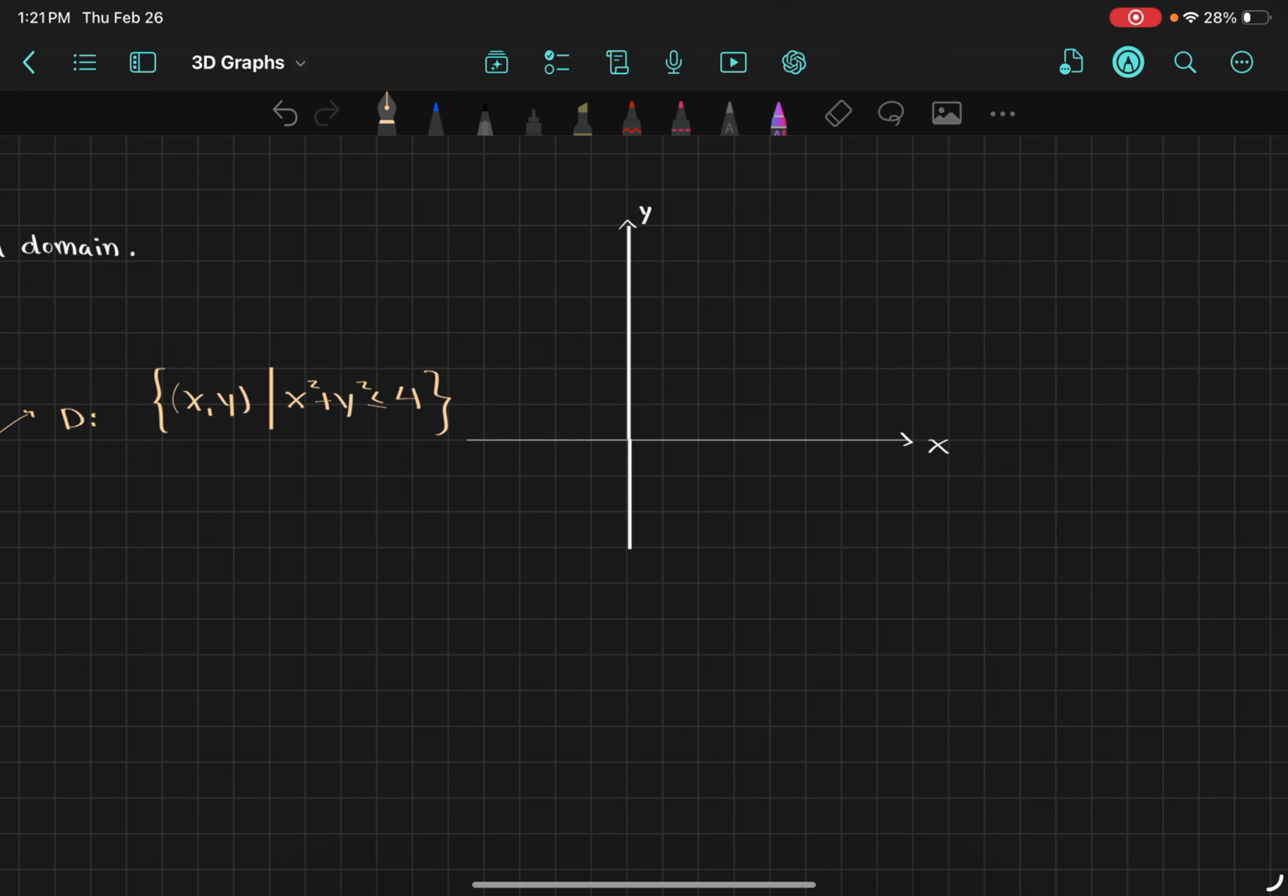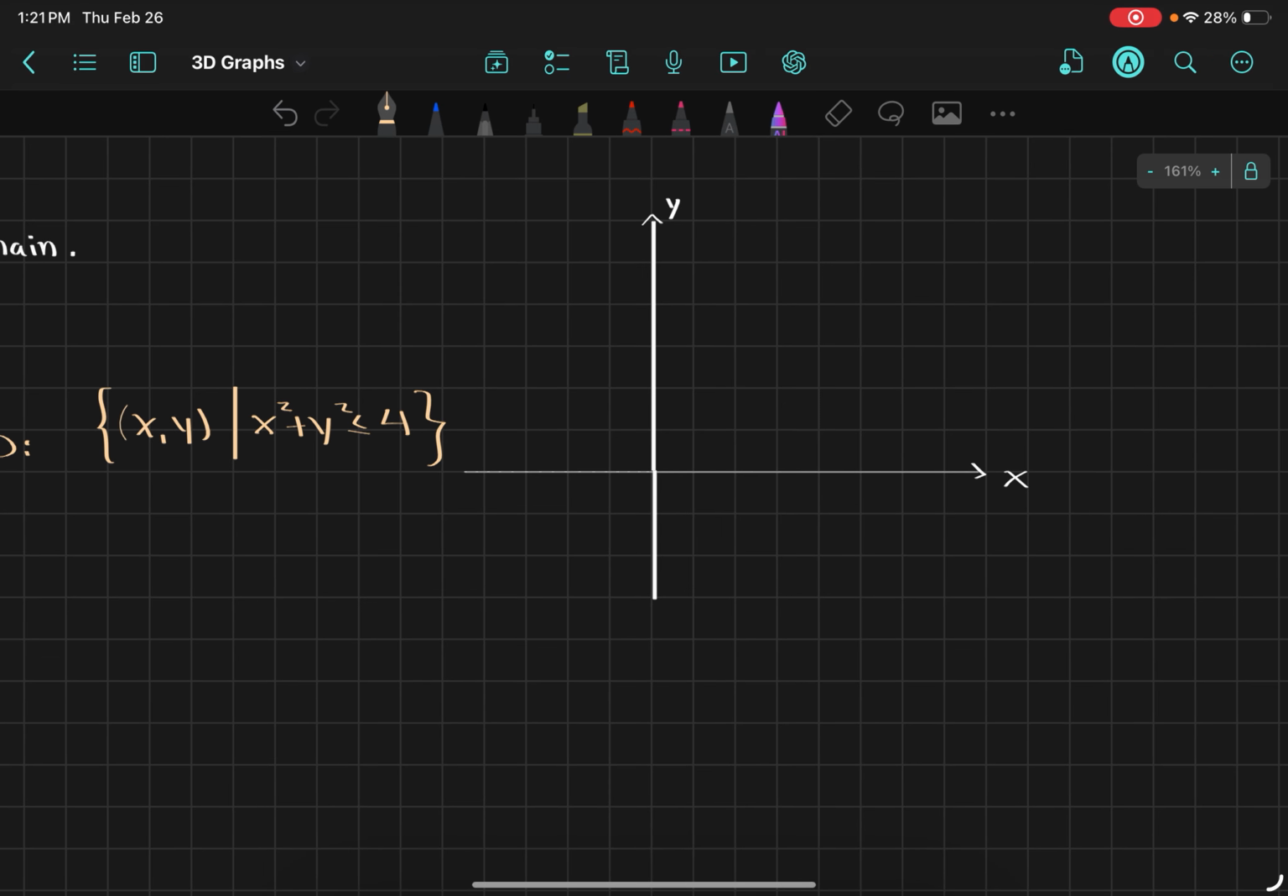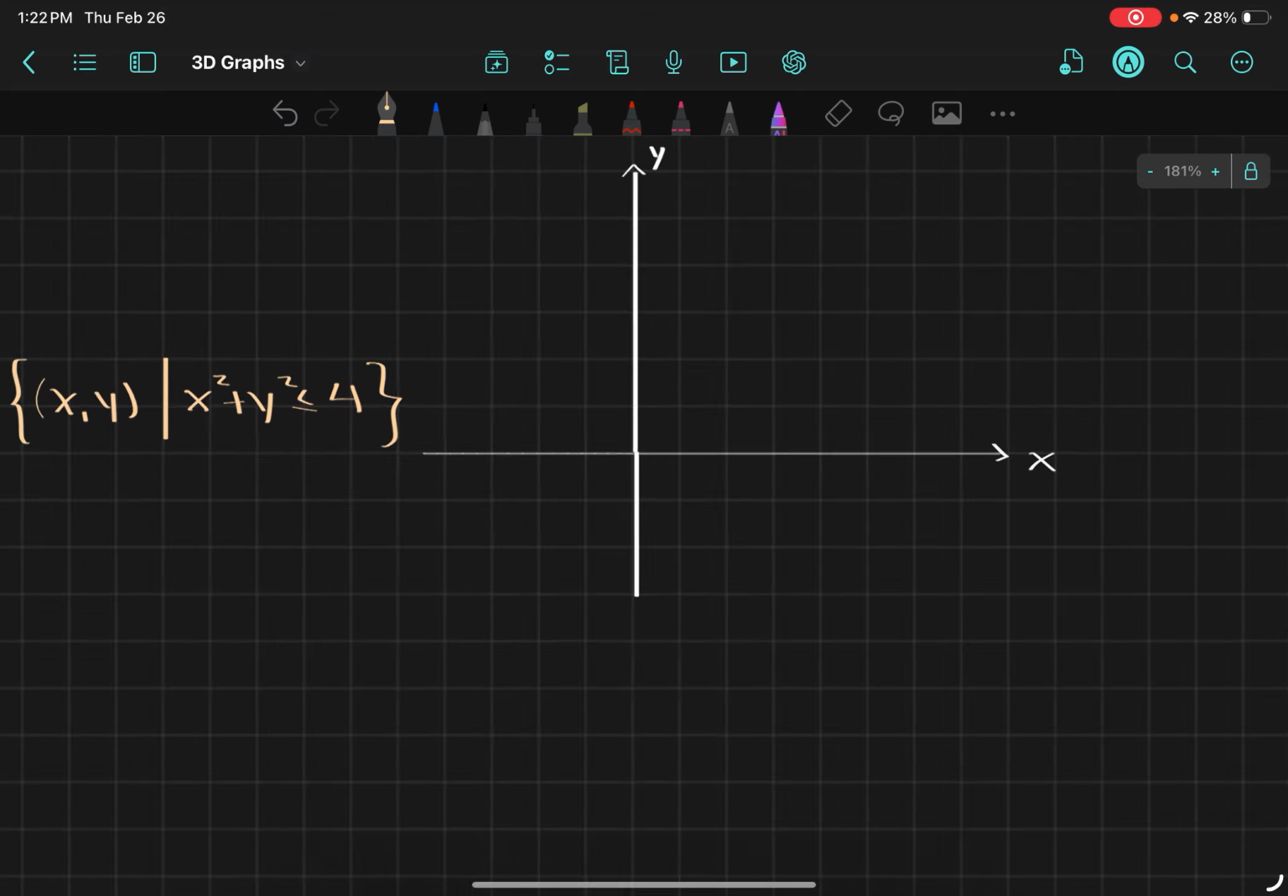X squared plus y squared, we all know that is the equation of a circle, and that 4 is going to be the radius of our circle, okay? So that is the diameter, I apologize. The diameter of our circle, meaning that the radius of our circle is just going to be 2.